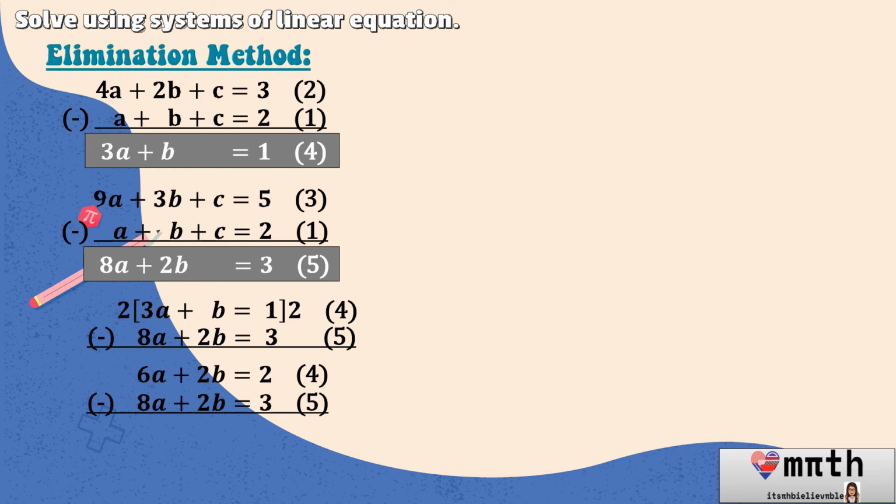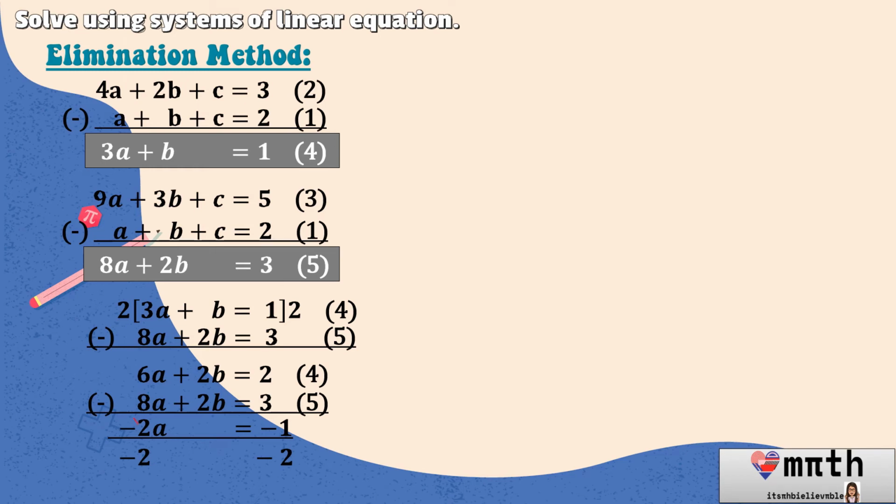If we simplify 6a minus 8a, that will be negative 2a, and 2b minus 2b will be cancelled out, and 2 minus 3 will be equal to negative 1. So as you can see, we have a chance to eliminate the variable b. So now we can use negative 2a to get the value of a. To isolate a, we just need to divide both sides by negative 2.